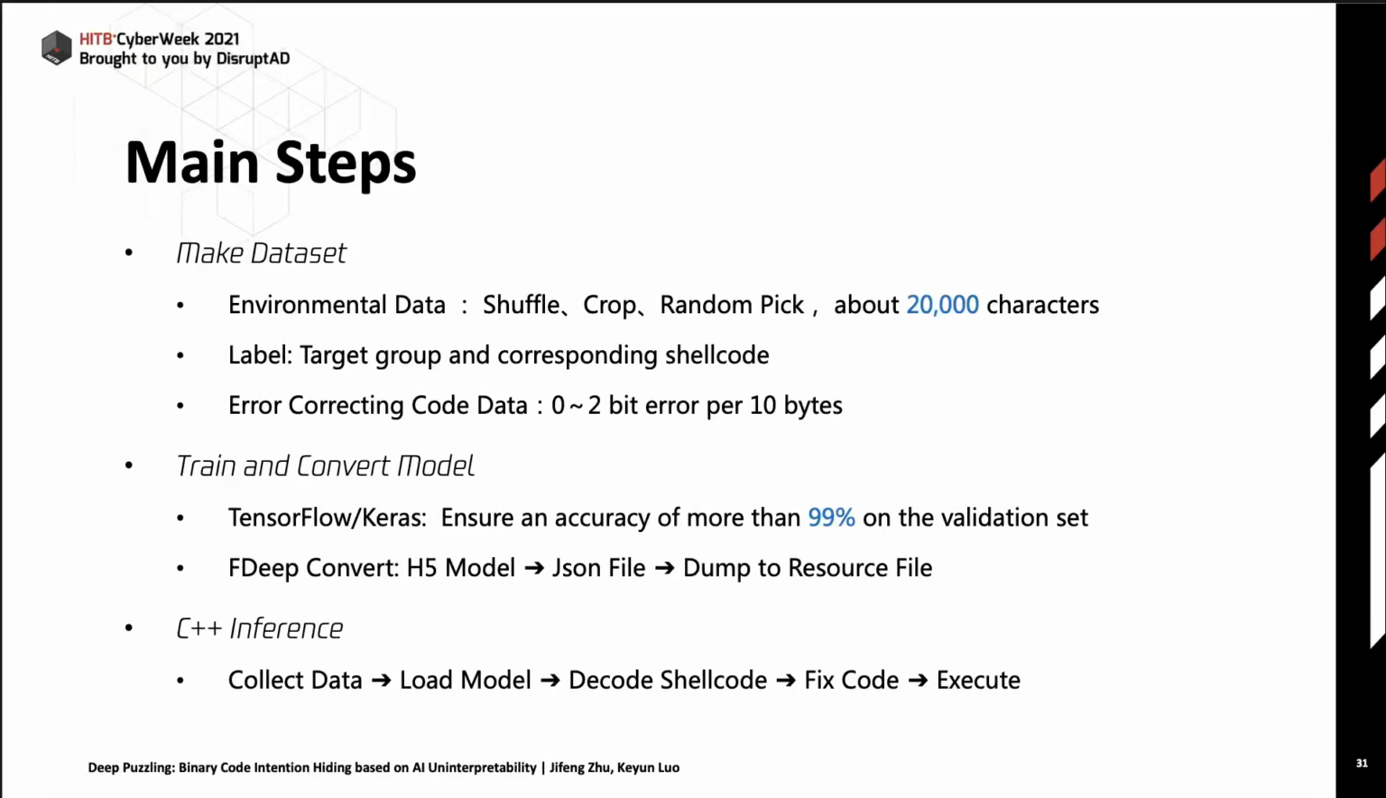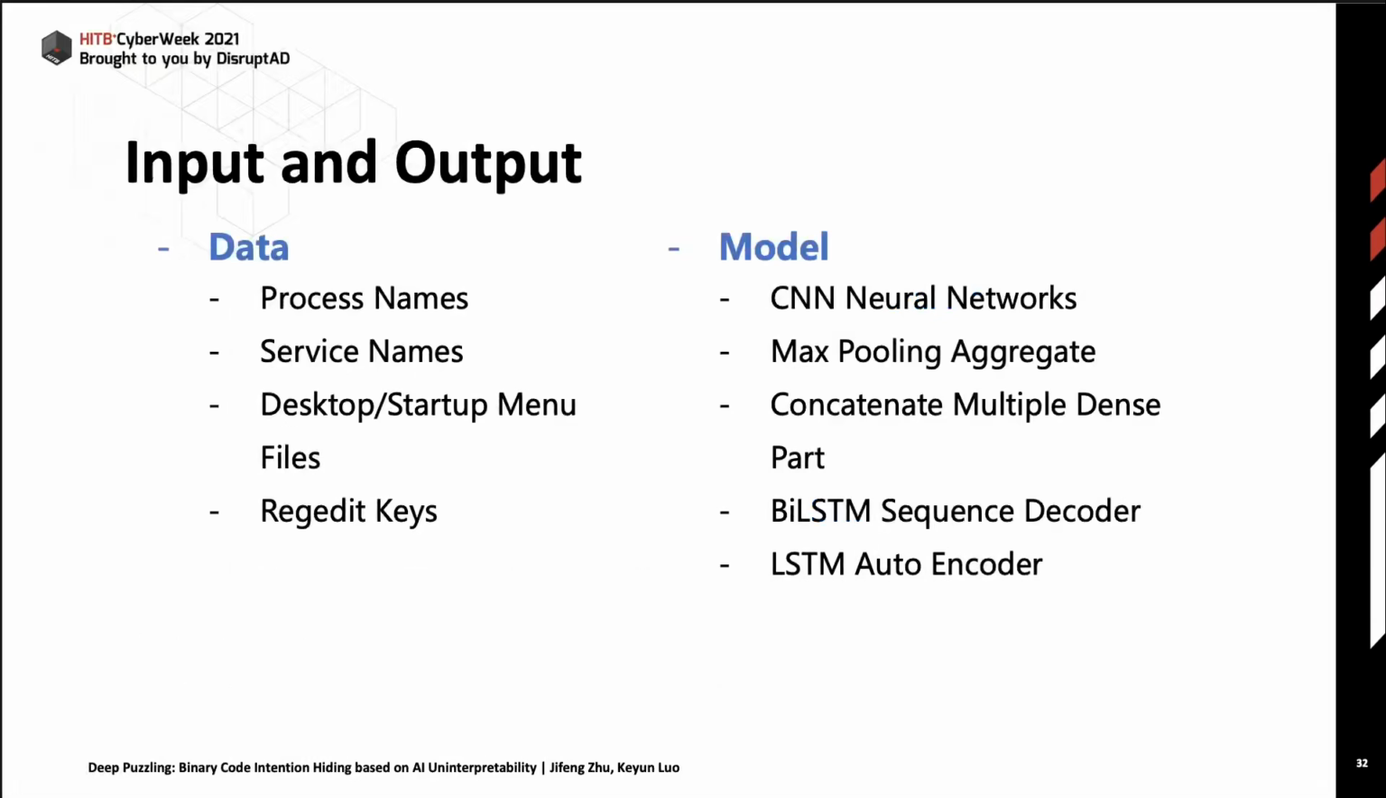Third step, C++ reasoning. The execution flow is collect data, load model, decode shellcode, fix code, and finally execute. Here is a detailed description of the input and output data. The input data is the standard information when the program is running, such as process name, file path, start menu, registry key, etc., most of which have nothing to do with the intention.